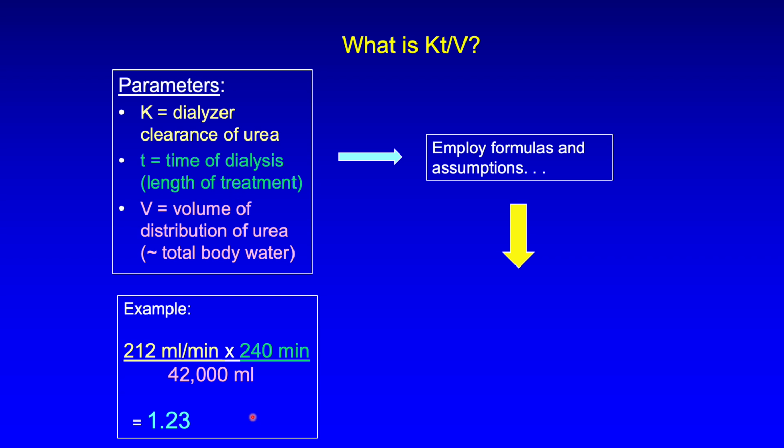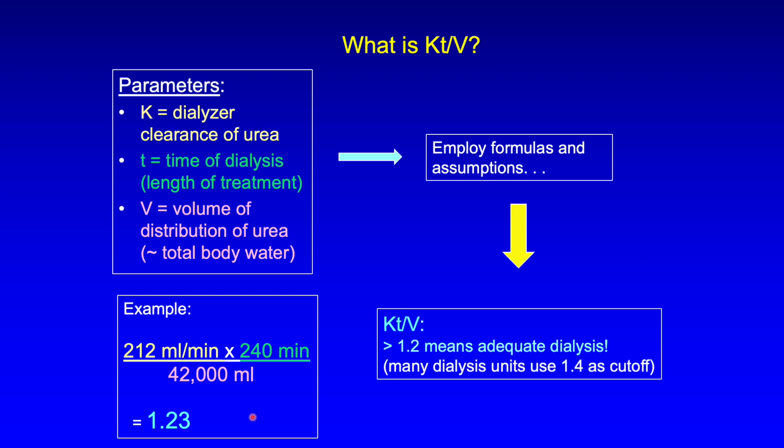So the machine spits out this number and we just look at it and sort of arbitrarily decide whether it means adequate dialysis or not. And there's some room for discussion and argument about exactly what constitutes adequate. But most clinical studies agree that a KT/V of greater than 1.2 means adequate dialysis. And many dialysis units actually use 1.4 as a cutoff just to be sure that their patients are getting enough dialysis.